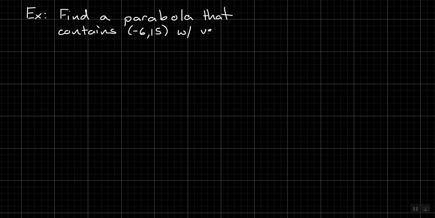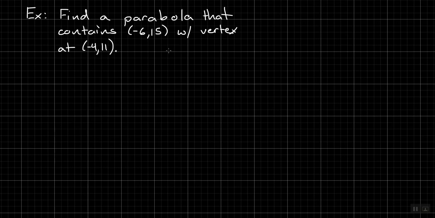a parabola that contains, we're going to give ourselves a couple points here. I want us to find a parabola that contains negative 6, 15 as an ordered pair, with vertex at, I don't know, let's make it nice, negative 4, 11. Okay. Immediate links to the world of physics that we don't need to go into right this second, but it is certainly there.